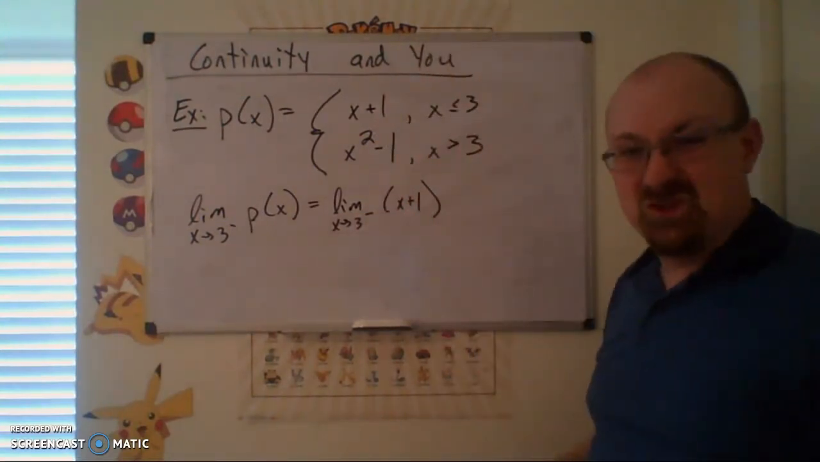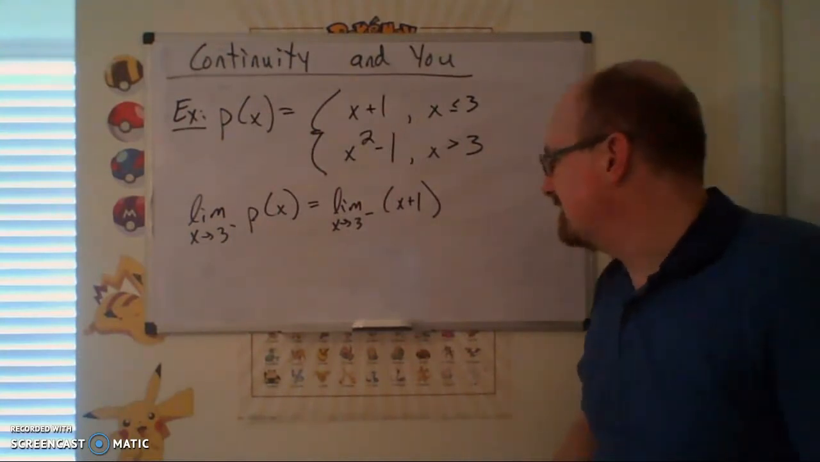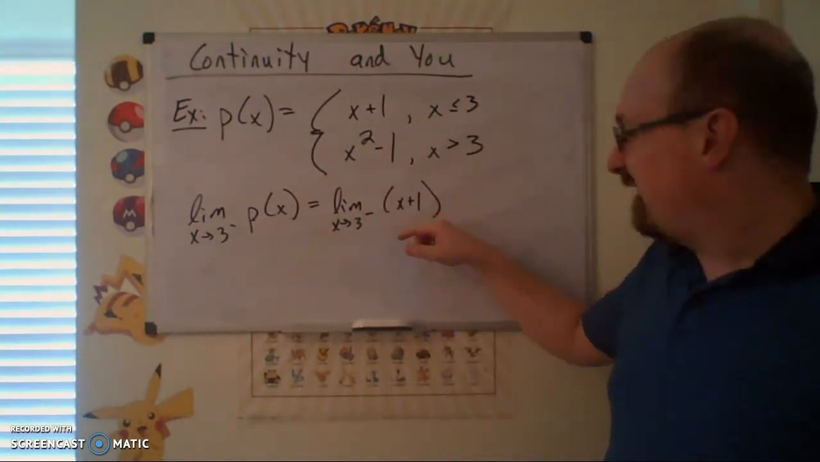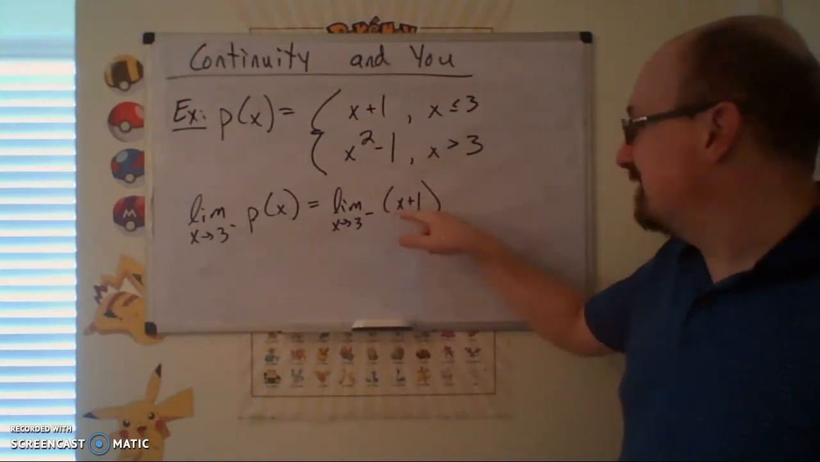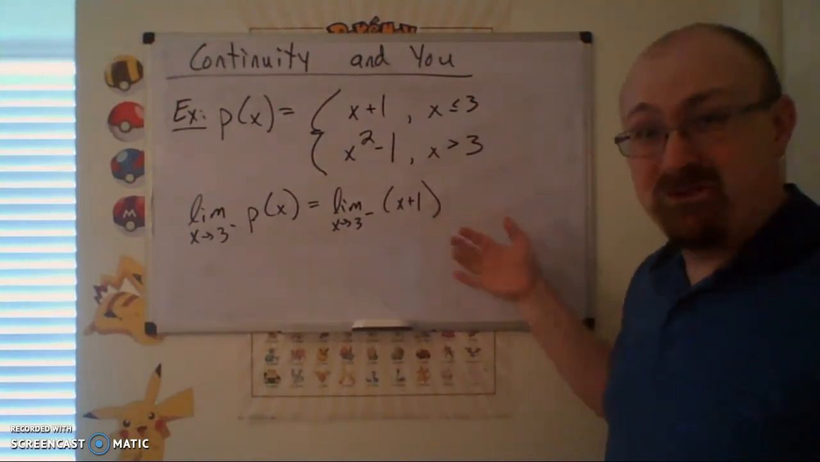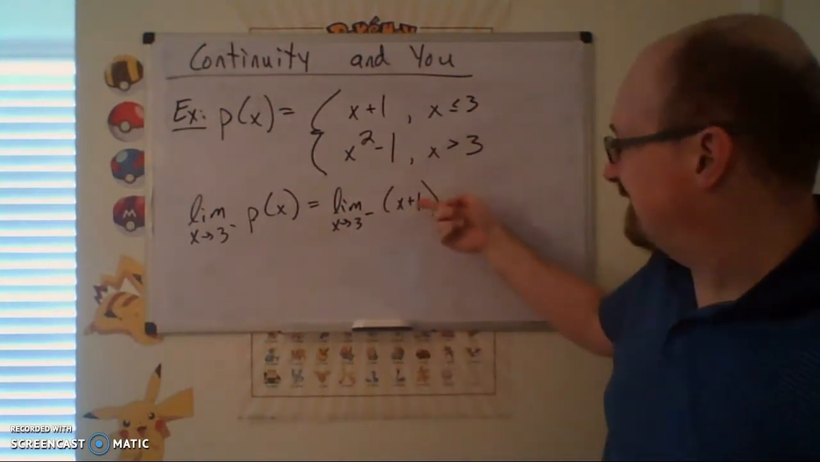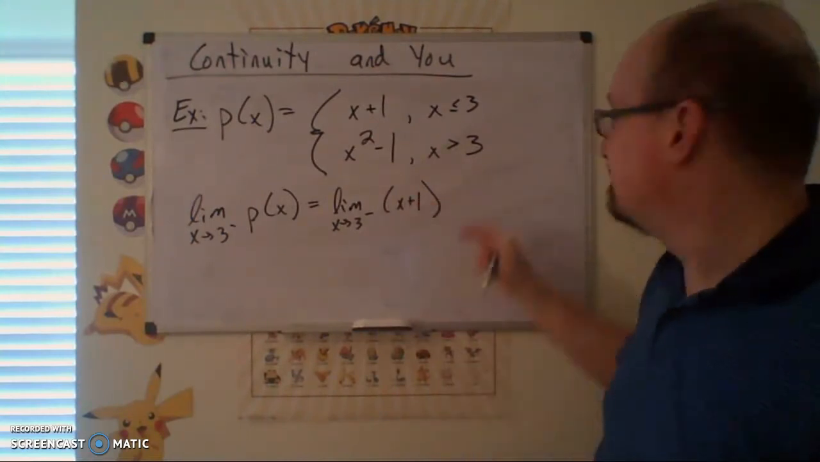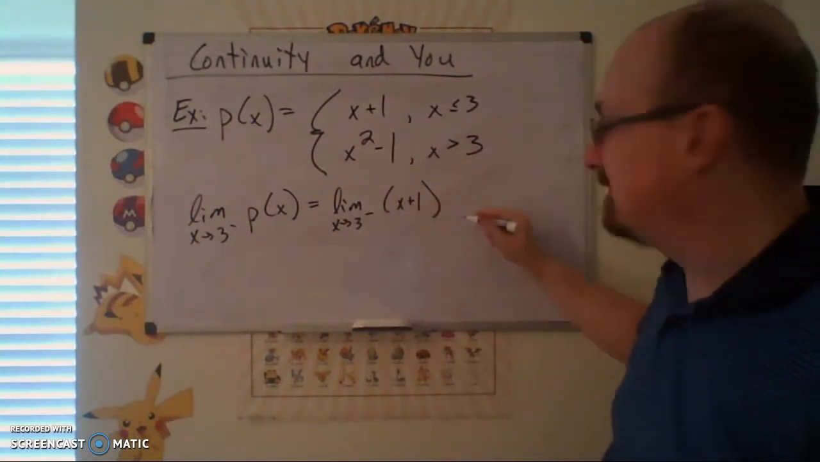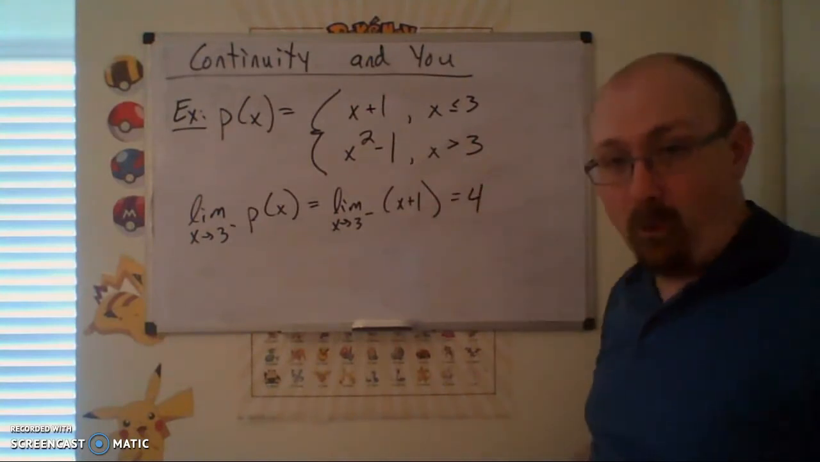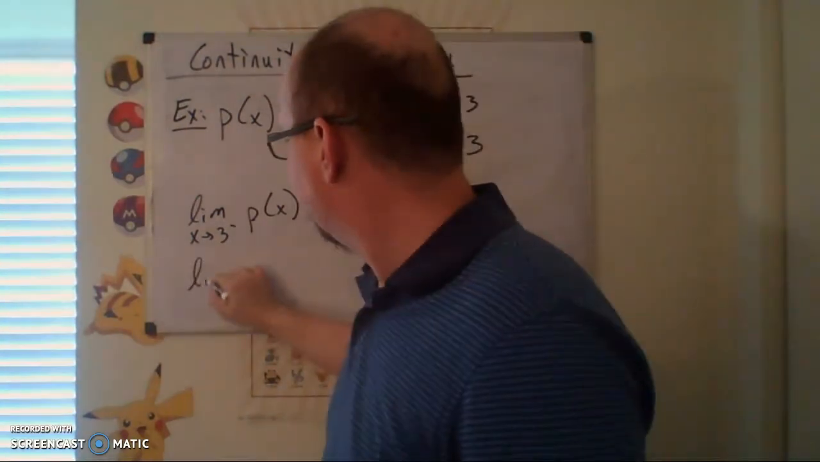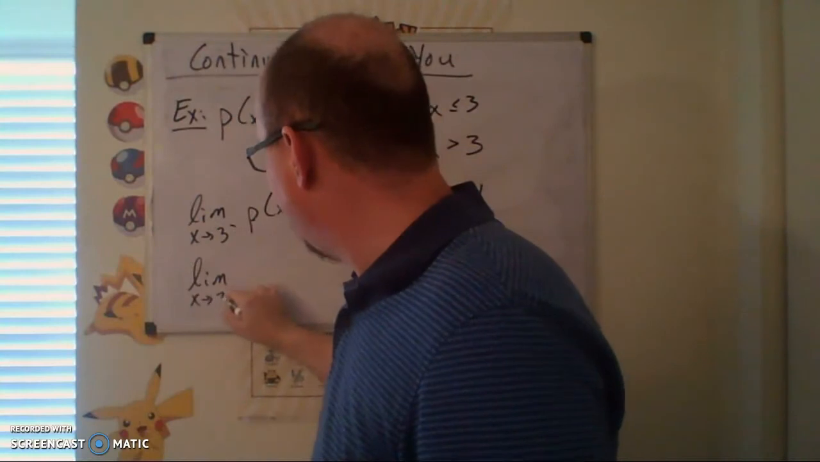At this stage, like we saw in some of our previous examples, I can just do a direct substitution. Now that I'm no longer worrying about both sides of 3 at once, I can just do a direct sub, and plugging x equals 3 into this gives me 3 plus 1. That's 4. All right. Let's see what's happening from the other side.